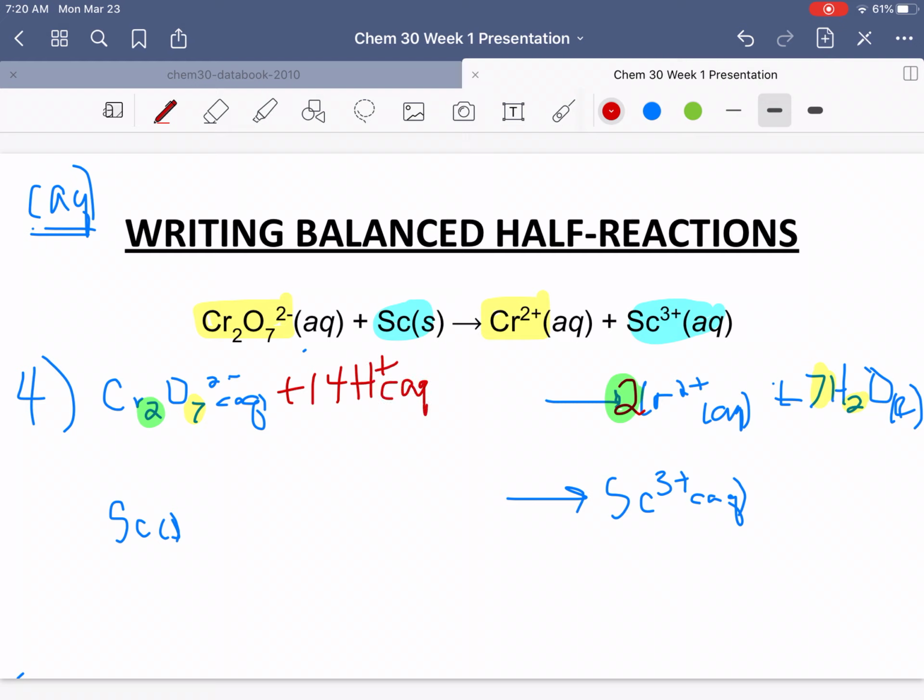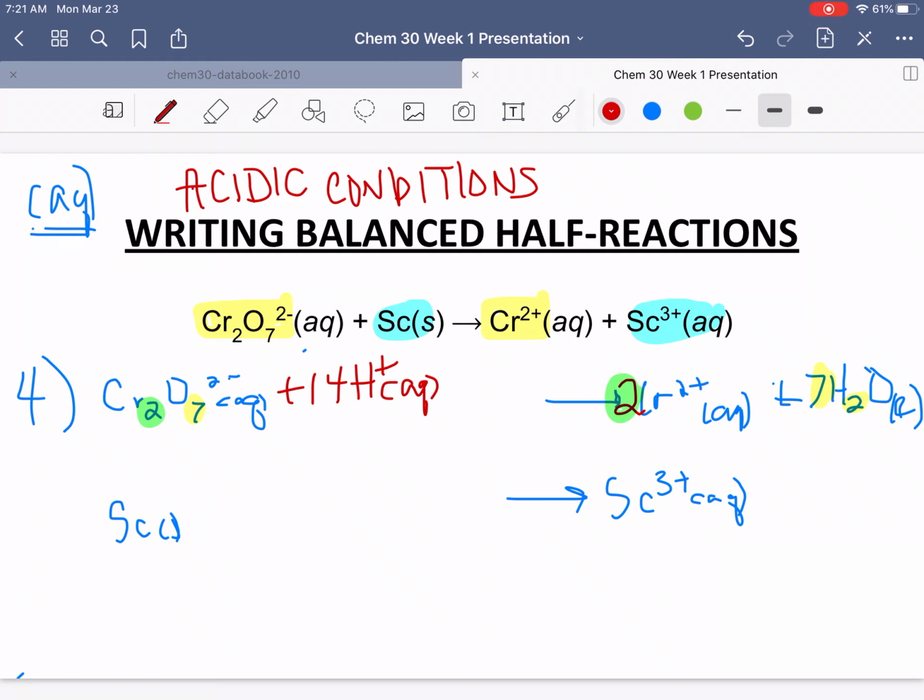plus aqueous. Now here's the deal, guys. When you're writing these balanced half reactions, every single one of these, in terms of the ones that we deal with, are going to be acidic conditions. Now, if we'd been doing this in class, we would have talked about a few more scenarios besides just acidic conditions.